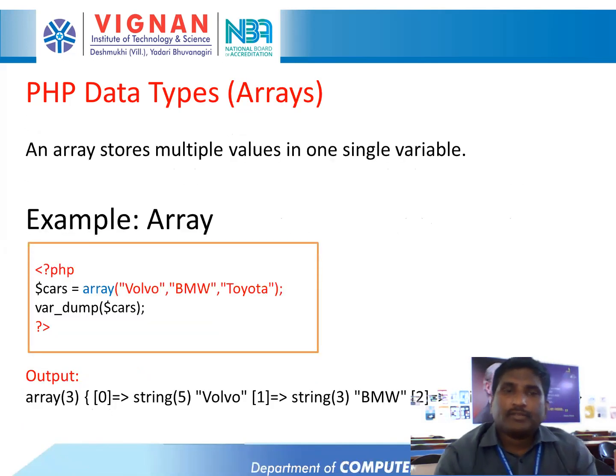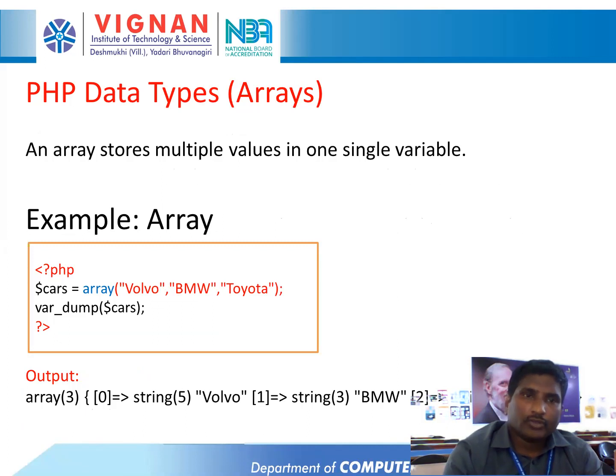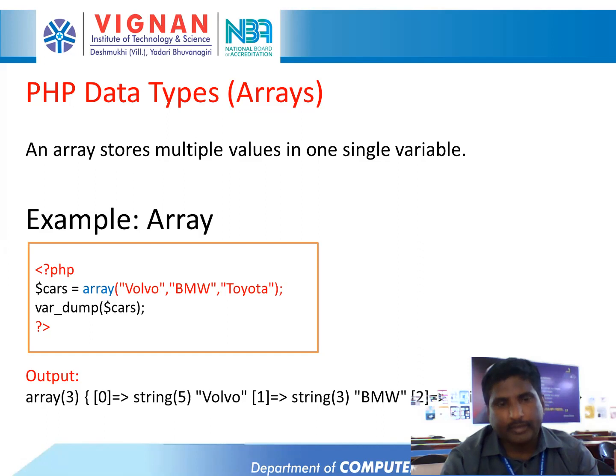And then PHP supports arrays. Already I told you, instead of storing 100 values in 100 variables, if you use an array of length 100, it is useful for a programmer. So the PHP data types support arrays. An array stores multiple values in a single variable. For example, here I declared the variable cars by using an array. Arrays are declared by using the array function, which has three parameters here: Volvo, BMW, Toyota.